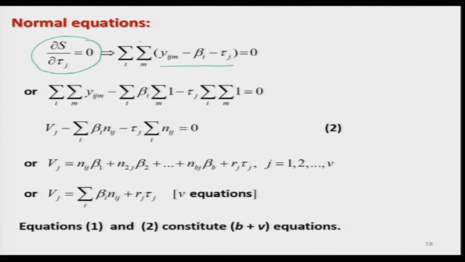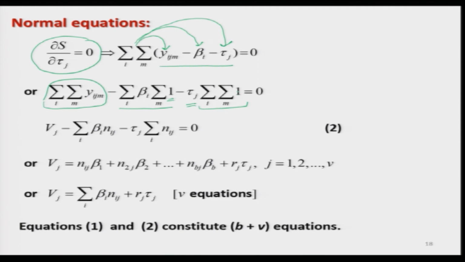I tried to bring this double summation inside the parenthesis. So this becomes double summation y_ijm, and then I bring the double summation over this beta_i and tau_j. So this becomes summation over i of beta_i and summation over m, which will give 1, as if you are summing 1 one N_ij number of times, and then the third term will become tau_j. This will be the double summation over i and m of this 1.